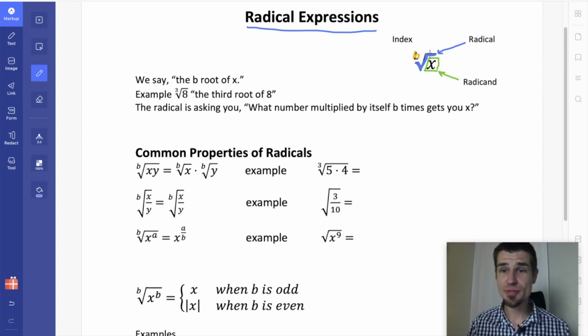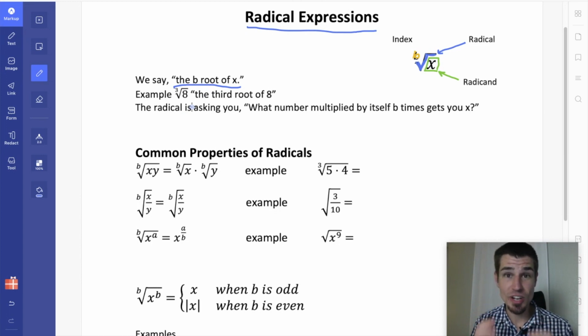So if we see some sort of radical expression, how do we talk about it? What do we say? We would say the b root of x. For example, if we're going to go with just numbers, something we would normally see, if you have the radical here, we have the 8 in the radicand and our 3 as our index, we would say the third root of 8, okay?